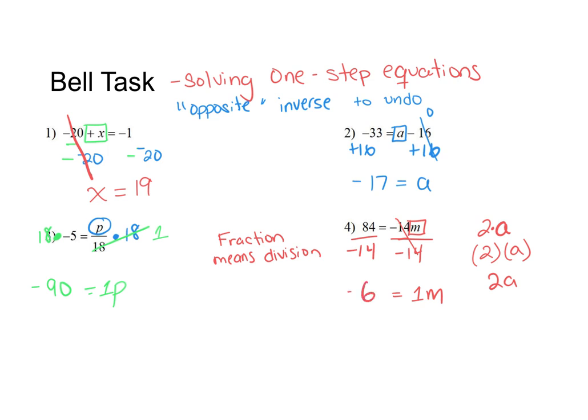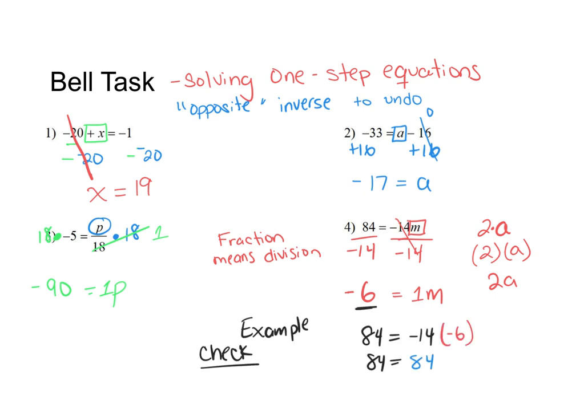Don't forget, you can always check your work for these equations by retaking the letter and replacing the letter with the number we found in our problem. So I can take the letter m and replace it with the number negative 6. This means that negative 14 times negative 6 should equal 84. It does, which means my answer is correct.